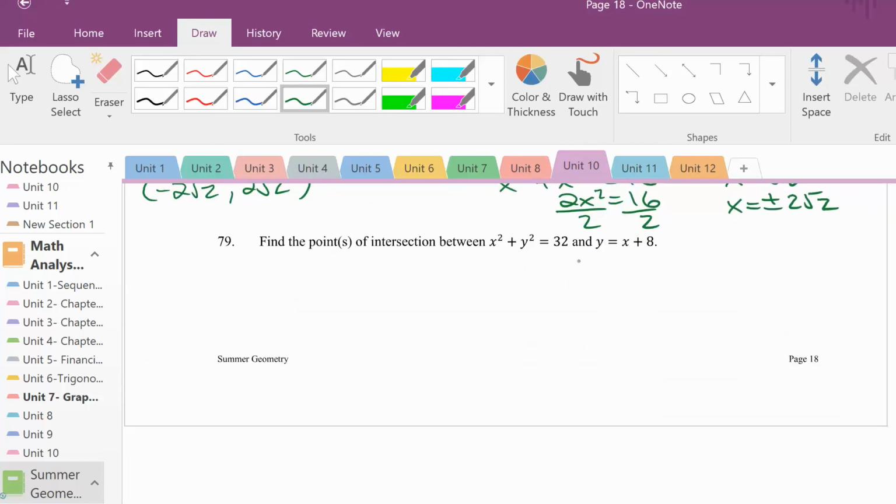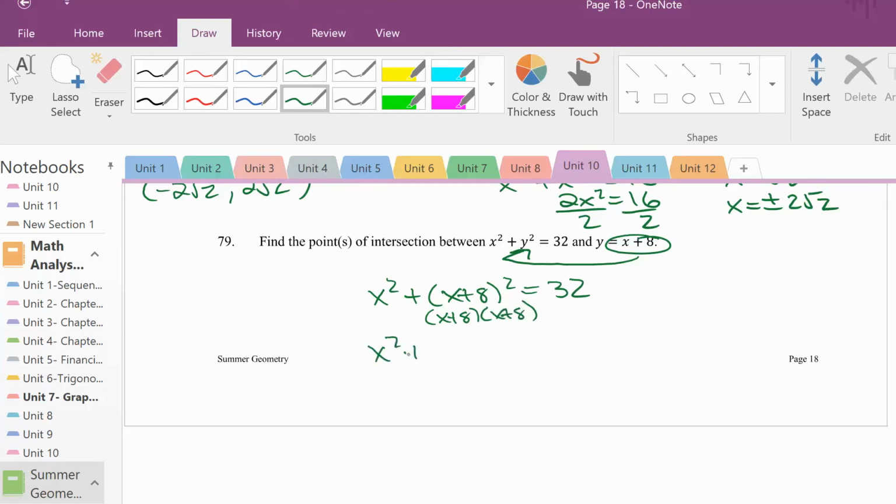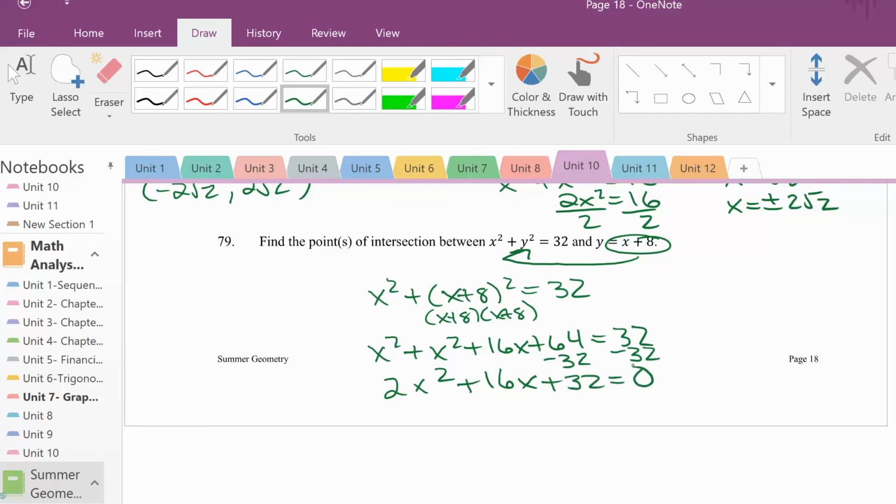Same thing for 79. So you're going to take this x plus 8 and substitute in for y. So you get x squared plus x plus 8 squared equals 32. Except here you got a FOIL, meaning you got to multiply x plus 8 times itself. So you get x squared plus 16x plus 64 equals 32. So you get 2x squared plus 16x, and then subtracting the 32 gives you plus 32 equals 0.